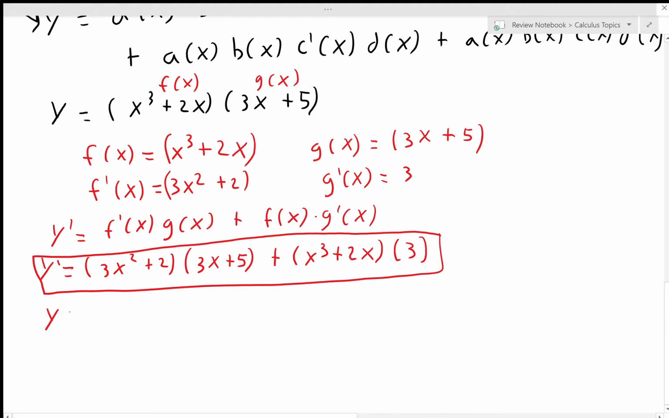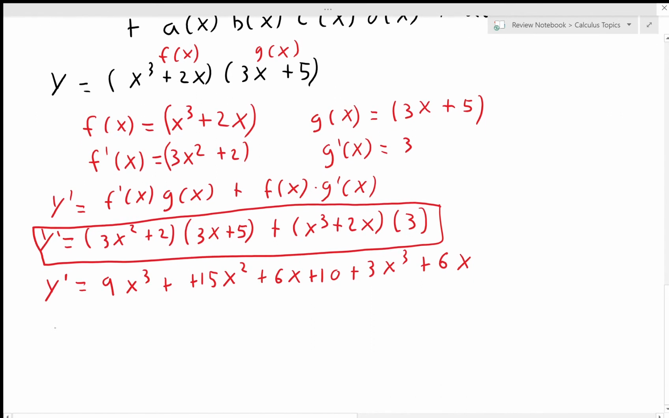So y prime would equal 3 times 3, 9x to the third, plus 15x squared plus 6x plus 10, plus 3x to the third plus 6x. Y prime here, 9 plus 3 is 12x to the third plus 15x squared plus 12x plus 10.